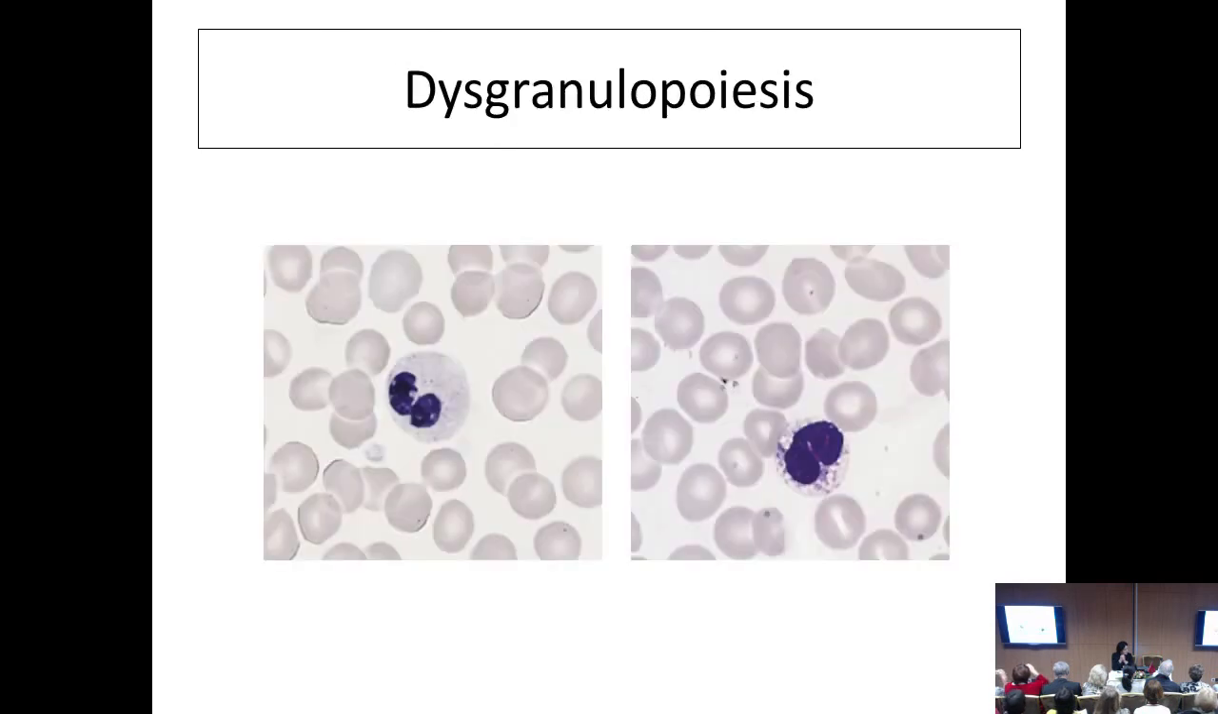So this shows dysgranulopoiesis in the smear. You have these lobated nuclei, which is a typical pseudo-Pelger, and you have a characteristic hypogranulation of the cytoplasm.